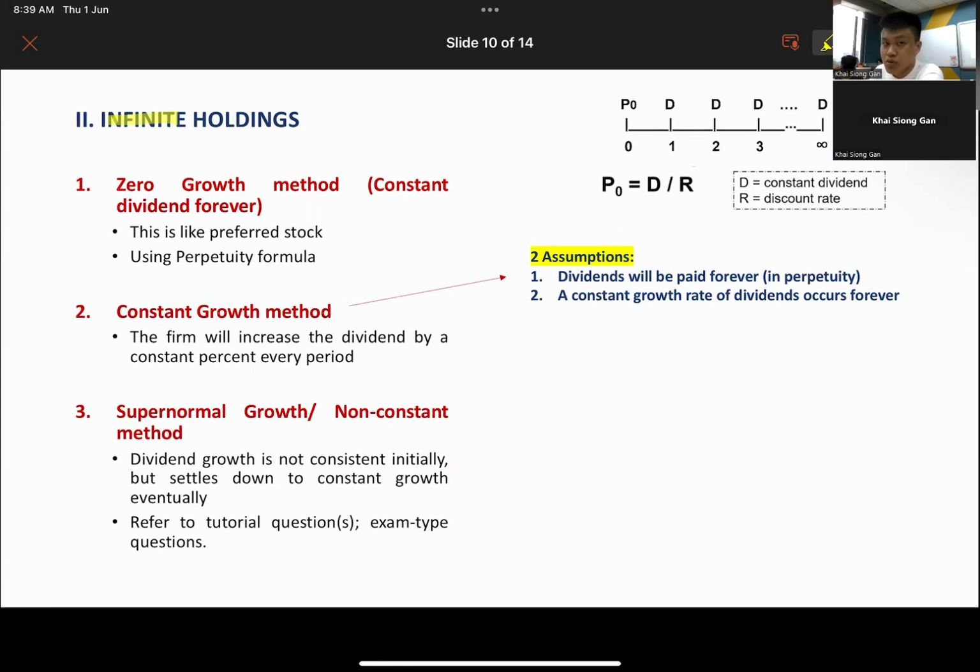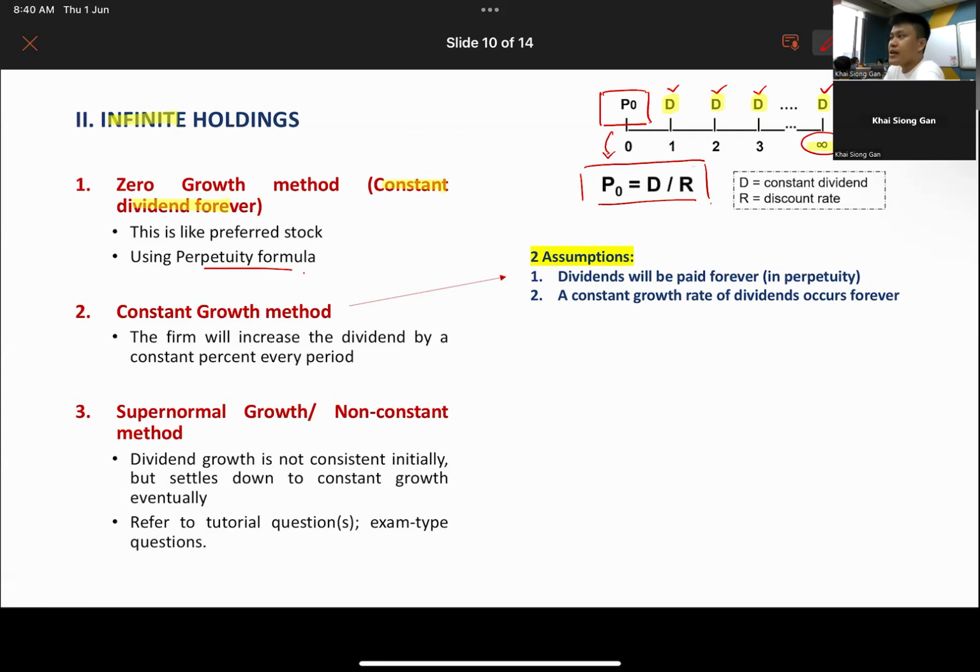What are the methods available for us to calculate this? There are 3 methods for 3 different scenarios. Let's look at the first scenario, which we call the zero growth method, or a constant dividend forever. Say you purchase a share, and you will be given the same dividend forever. This is like the perpetuity formula that you learned before: you use your cash flow divided by the interest rate. So to calculate the present value of this stock, you just use the dividend divided by the interest rate, because you are getting the same dividends forever. So this is like the preferred stock.